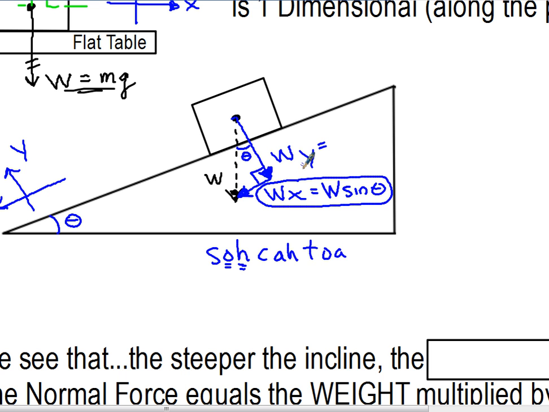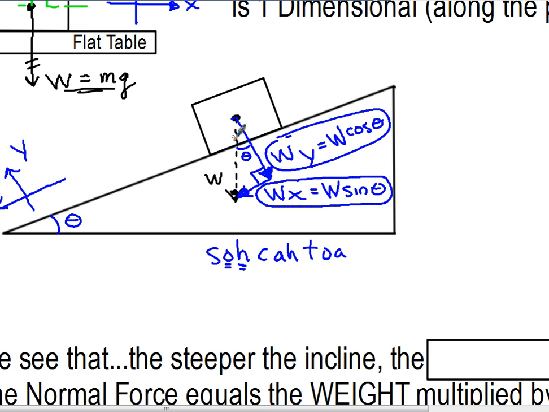Similarly, I can take W sub y and make it be W times the cosine of theta. So a little bit of trigonometric review there. Okay, so these two equations are ways for us to deal with the weight now acting along an inclined plane.